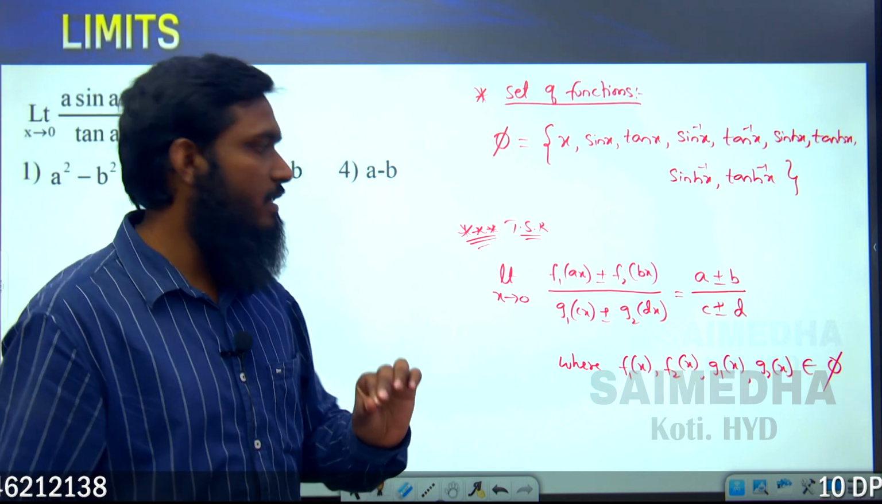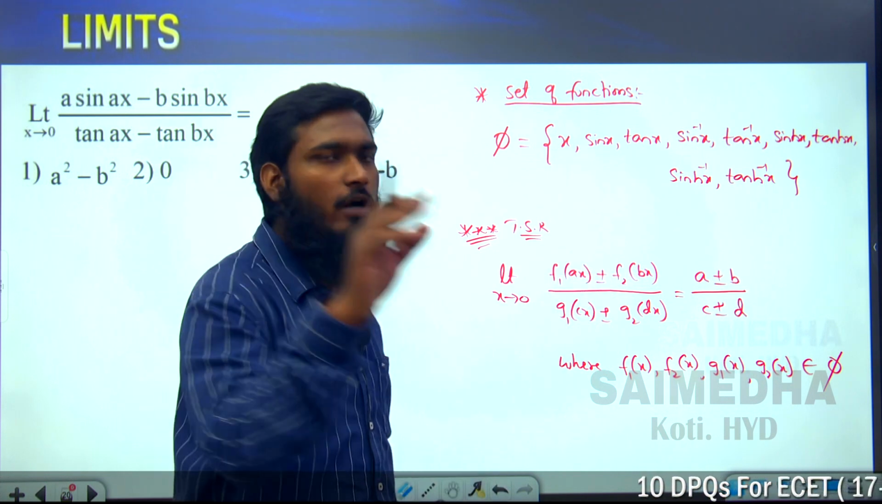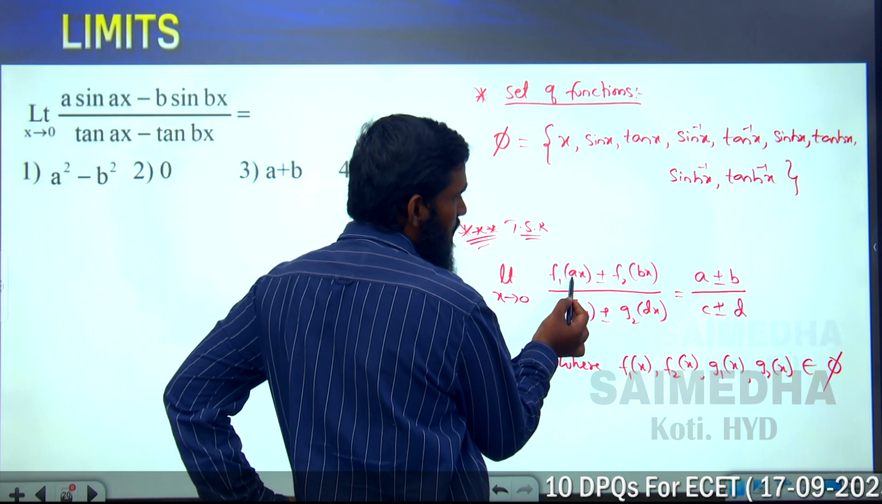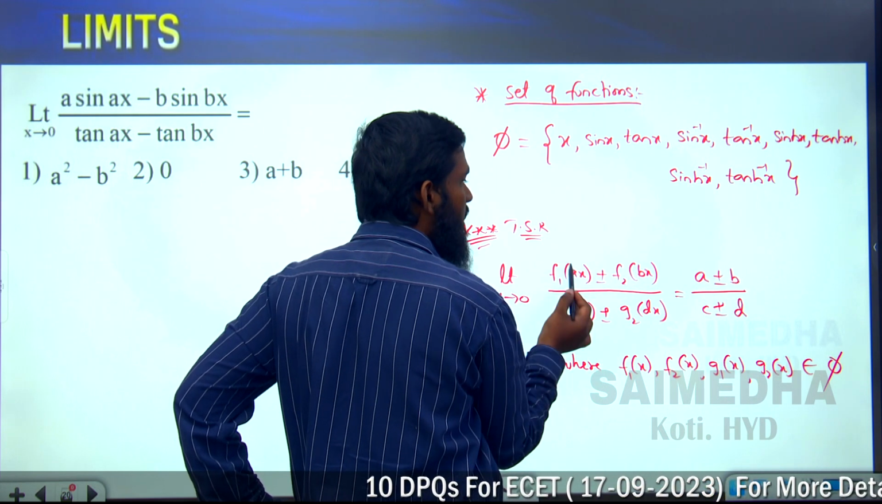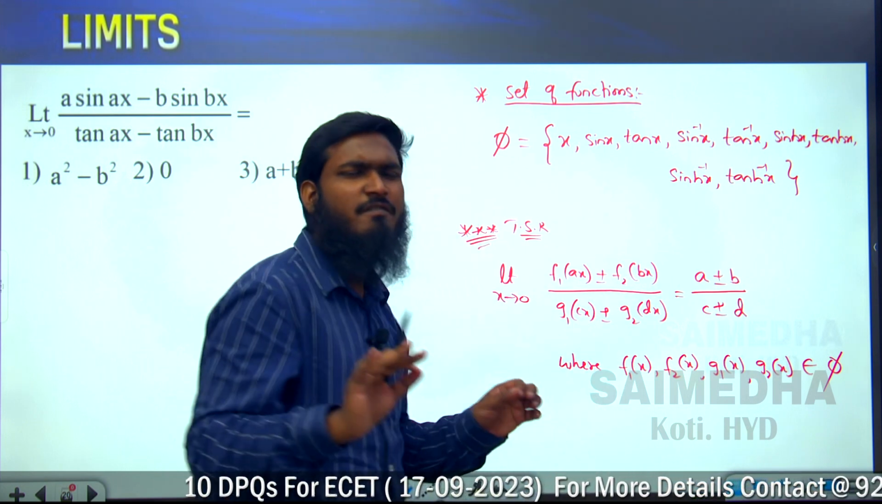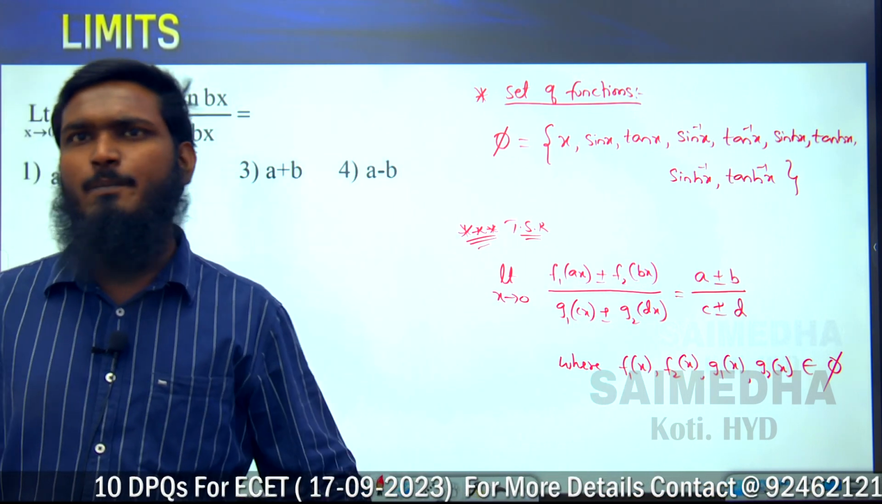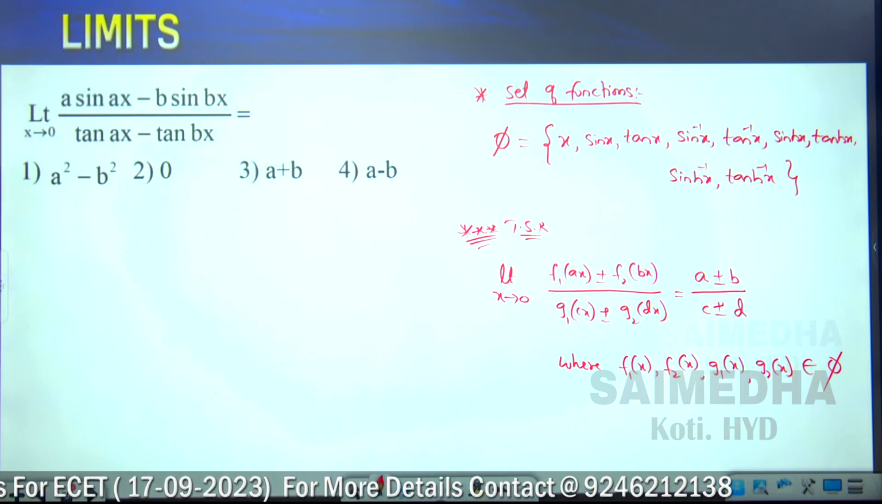Then only, whatever functions we have in plus or minus, we directly take the numbers, that is, the coefficients. Plus means plus, minus means minus: a plus or minus b divided by c plus or minus d. That's it. A very simple case. Understood now? So let us use that formula for this one.